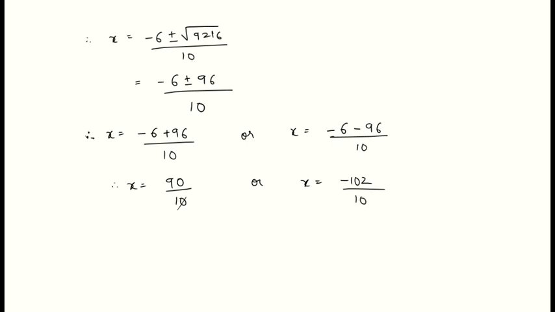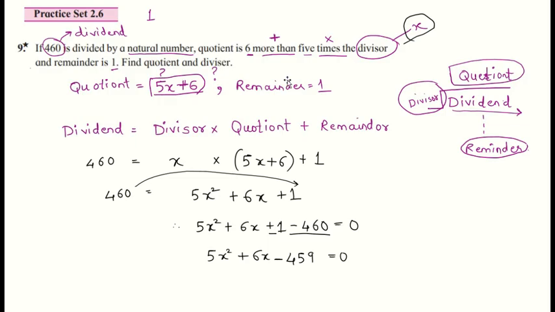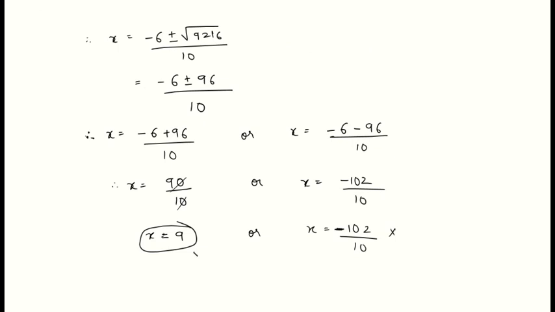And here if you see, this is divided by 10. 10 ones are 10, 9 tens are 90, so x is equal to 9, or x is equal to minus 102 upon 10. But what is given in the question? Here I got one value of x as 9, that is plus 9, and here I have got minus 102 upon 10. I am not going to solve this further because this is a negative number. If you go back to the question, it is written that the divisor is a natural number which starts with 0, that is the positive number. That is the reason x is equal to 9 is the correct answer, where the divisor is 9.